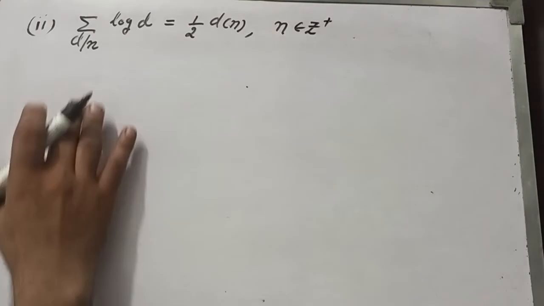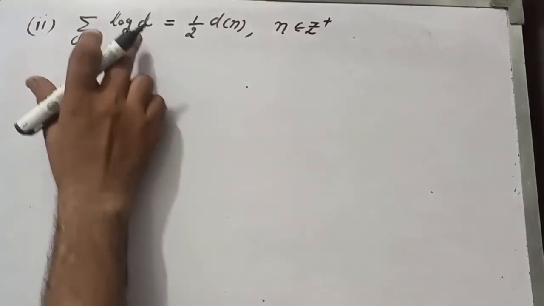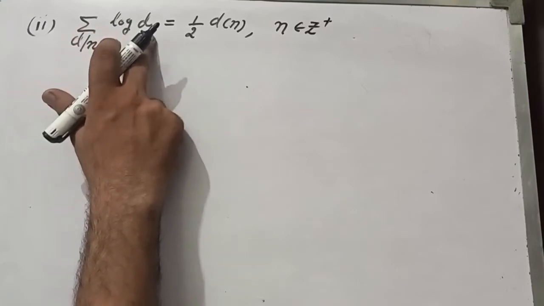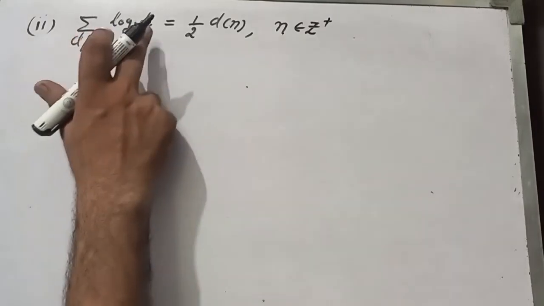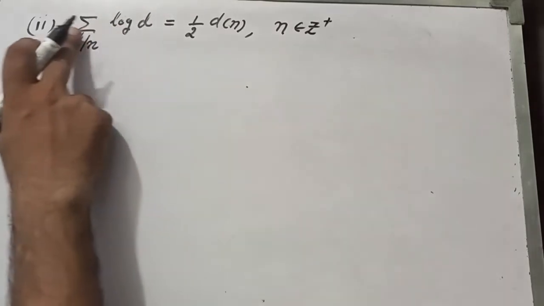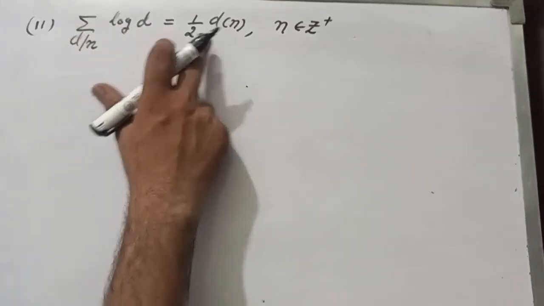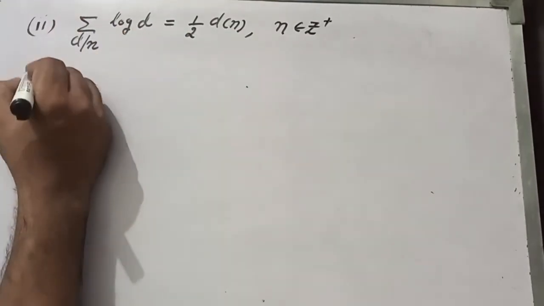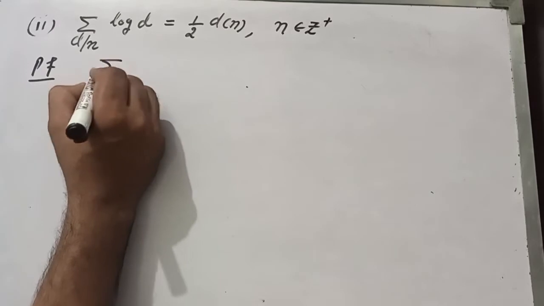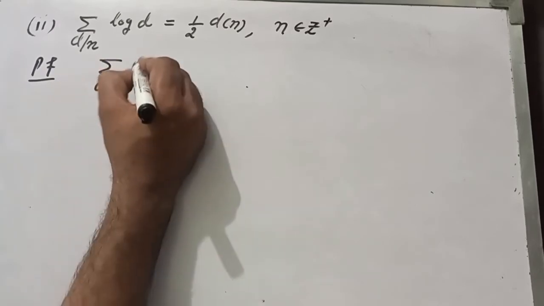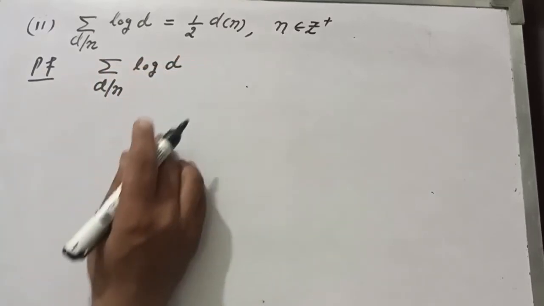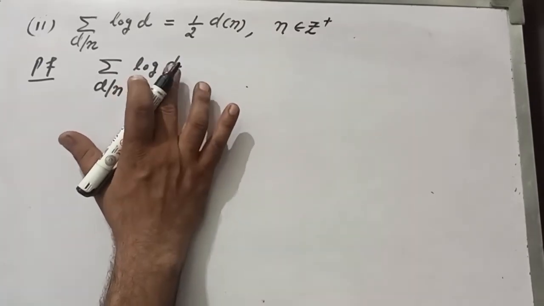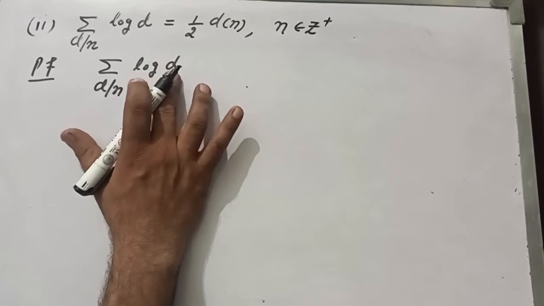Now we move to the second part. We have to calculate the sum of the logarithms of the divisors. It means choose all the divisors of n, calculate their logarithms and add them. So this must be equal to 1 by 2 d(n) log n. Again we start from the left hand side: summation over d dividing n of logarithm of d. But you know that, using that concept, if d is a divisor, then n by d is a divisor. So you can replace d by n by d.